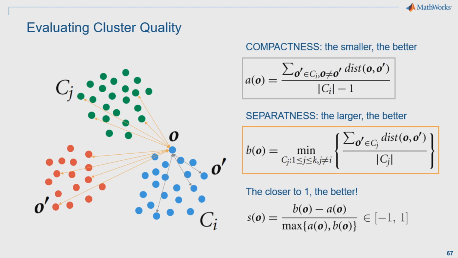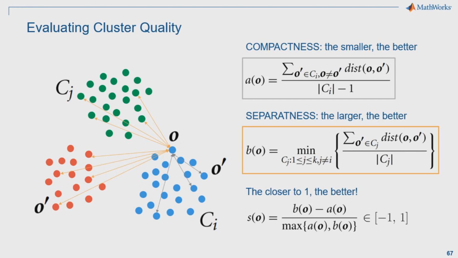To evaluate cluster quality based on the silhouette coefficient, you have to compute this value for each data point, and this value is s(o). s(o) is computed based on two auxiliary parameters, which are a and b, where a is the compactness of your clusters, and b is the separateness of your clusters.